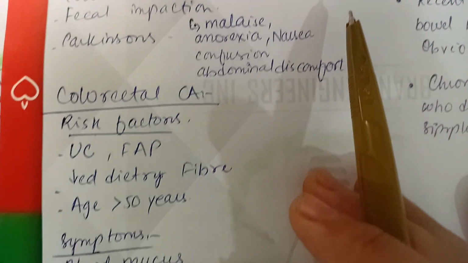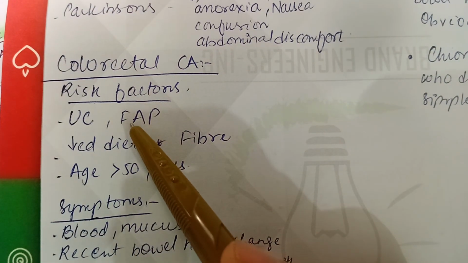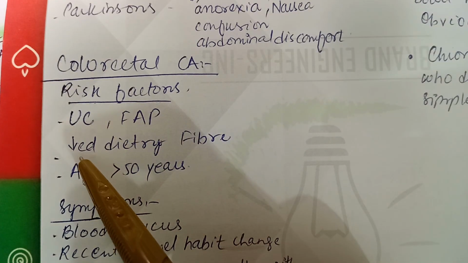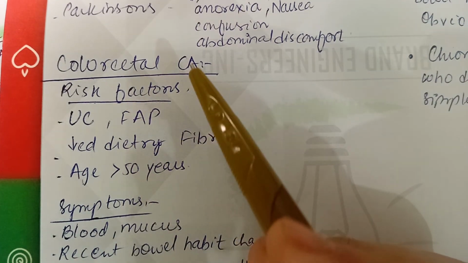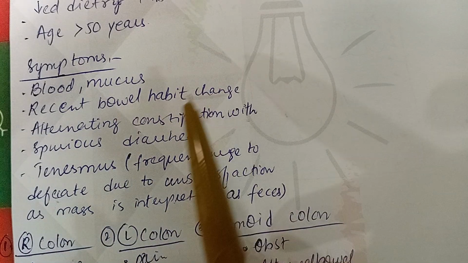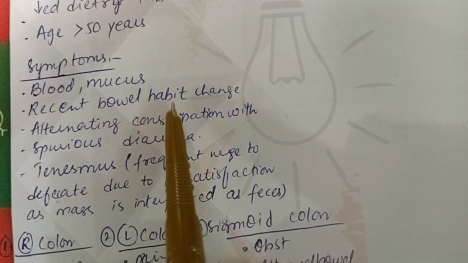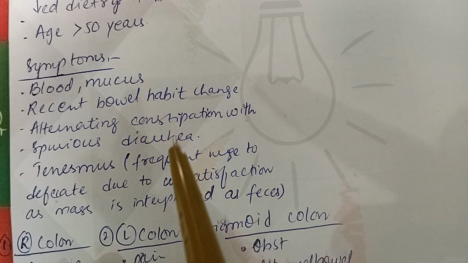In colorectal carcinoma, what can be the risk factors? They are ulcerative colitis, familial adenomatous polyposis syndrome, decreased dietary fibers, and age of more than 50 years. These are the risk factors. What can be the symptoms? Blood and mucus along with the stool, constipation, recent bowel habit change, and alternating constipation with spurious diarrhea.